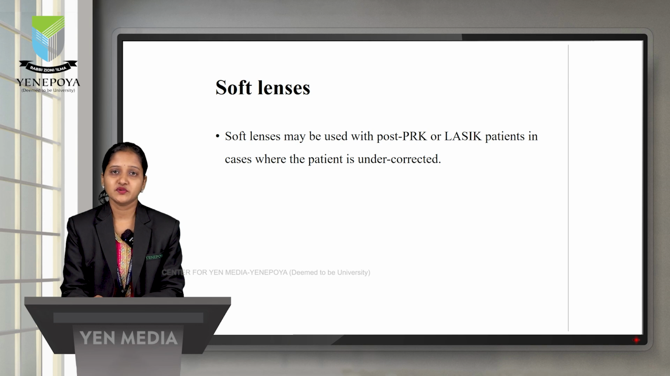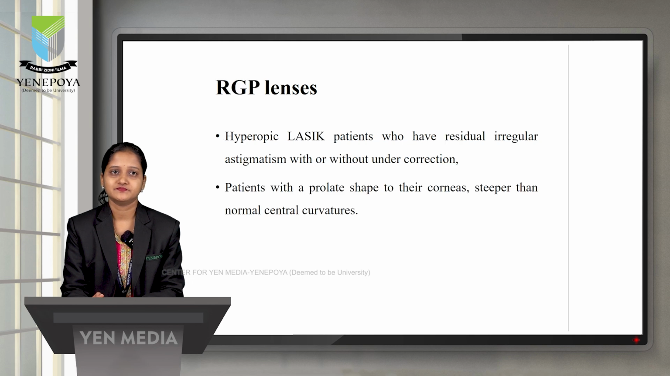Soft contact lenses may be used after PRK or LASIK in cases where the patient is undercorrected. There will always be a residual amount of refractive error which might need correction, so a soft contact lens can be a better option. For hyperopic LASIK patients who have residual irregular astigmatism with or without undercorrection, RGP lenses can be an option.